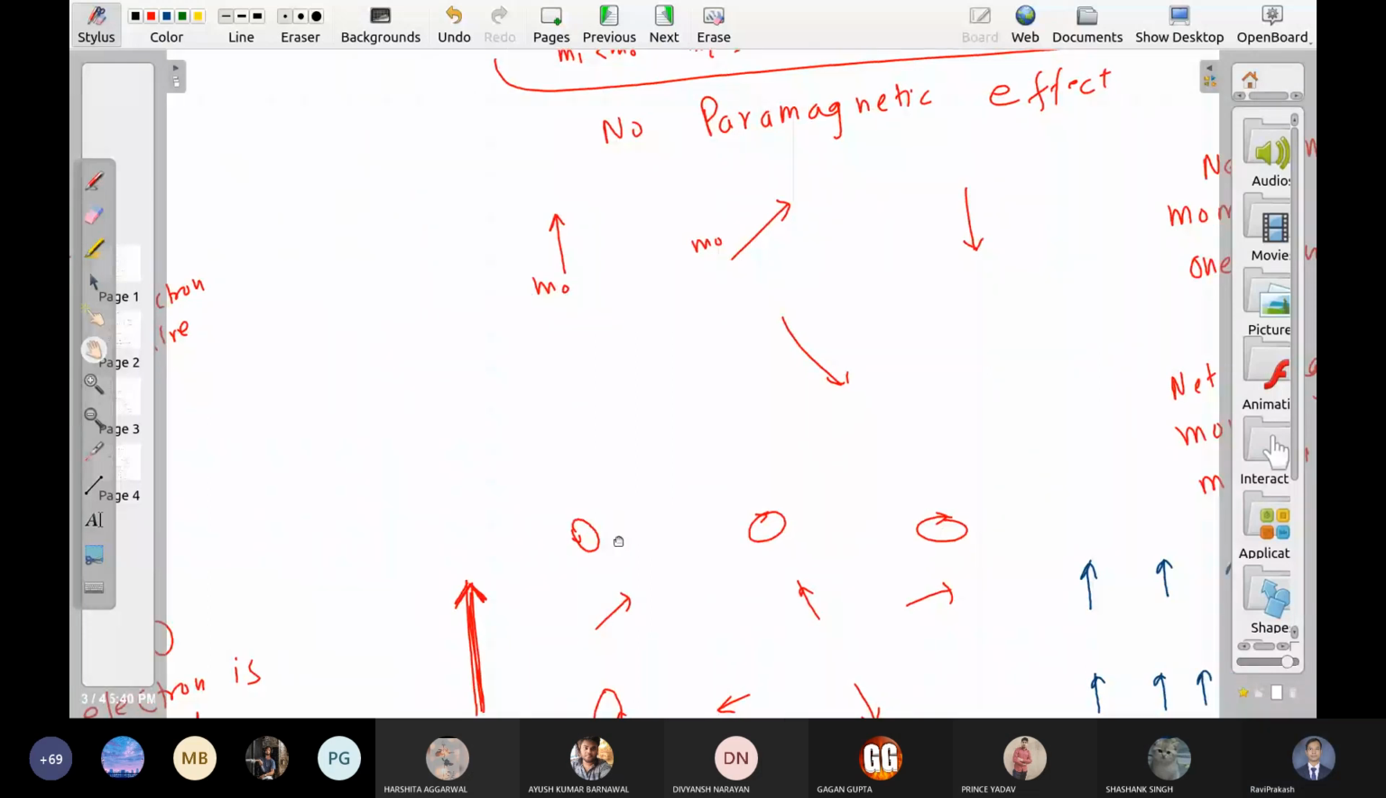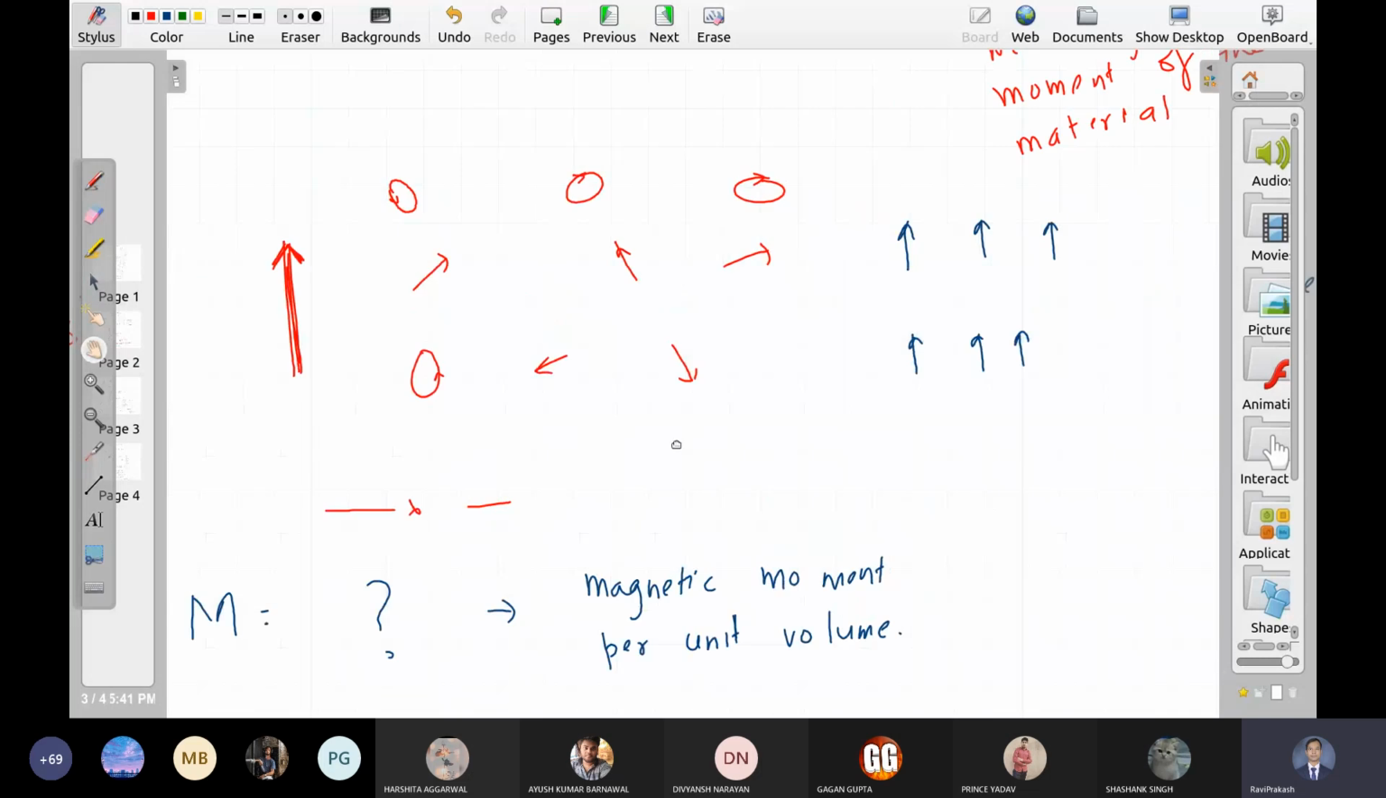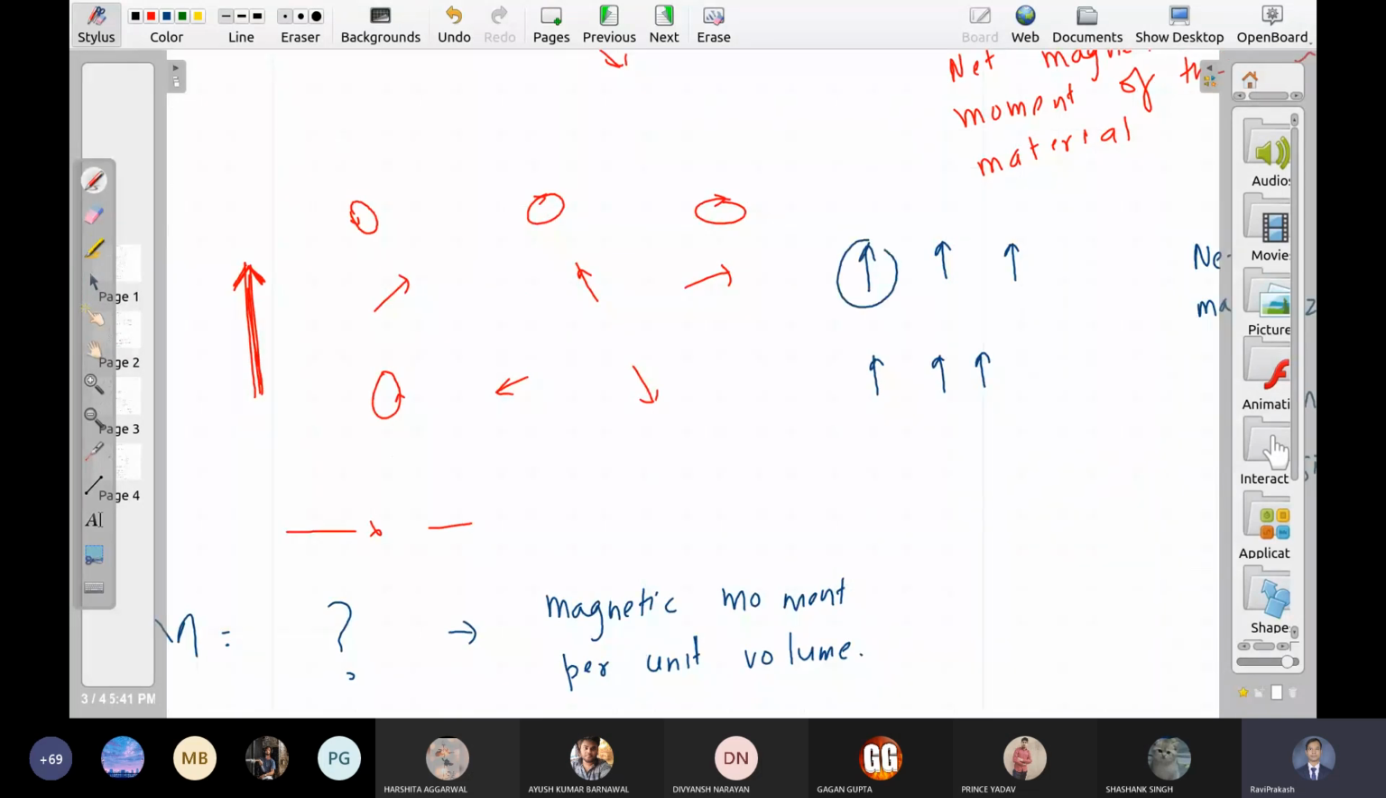Now same thing. How much is that? Can we calculate M? M means magnetic moment per unit volume. You can say it is quite easy. Why? Just calculate any one of the magnetic moments and then multiply it with n. What is n? Number of atoms in unit volume. Calculate just one and multiply with n, you will get it. But it is not true. Why?